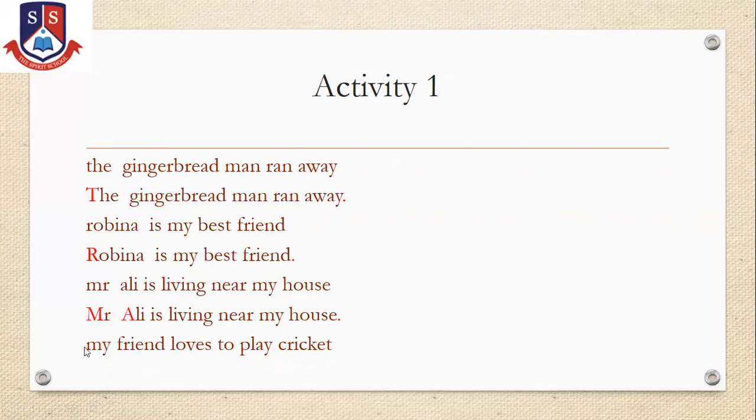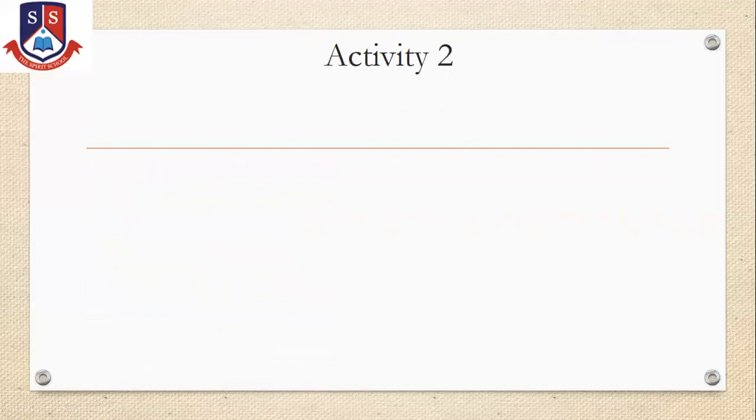No, we are going to capitalize M of my. Very good. And at the end, we are going to put the full stop. Very nice. Brilliant students. Now there is another activity for you. Are you ready? Yes. All right, students, you have to tell me which sentence is correct.